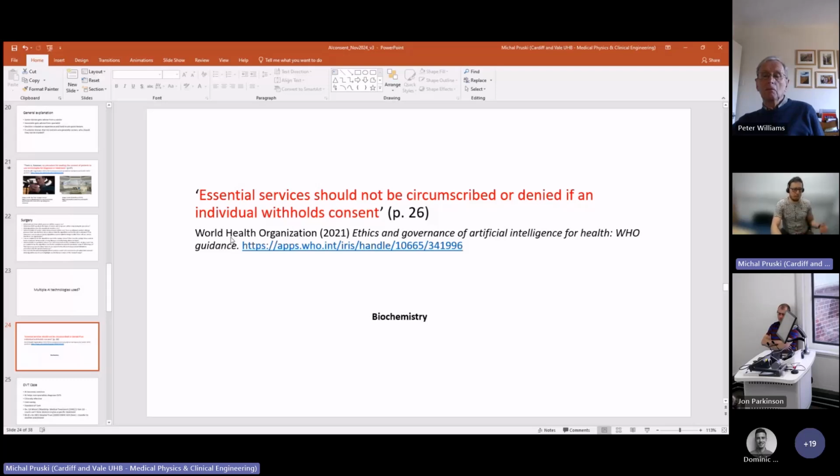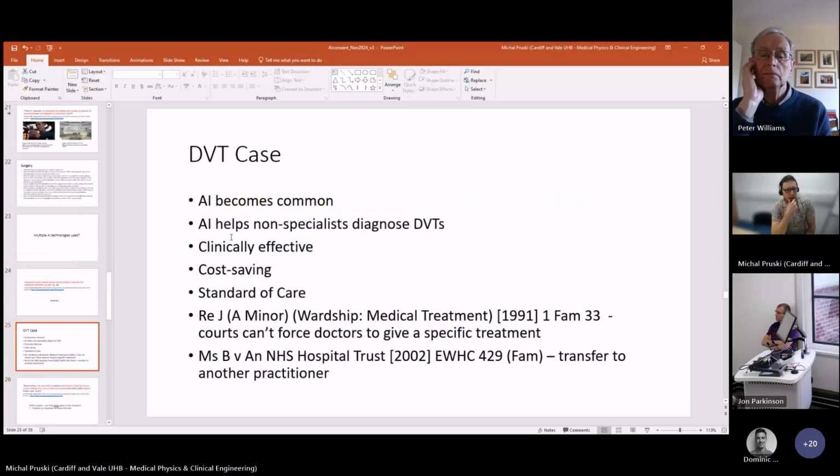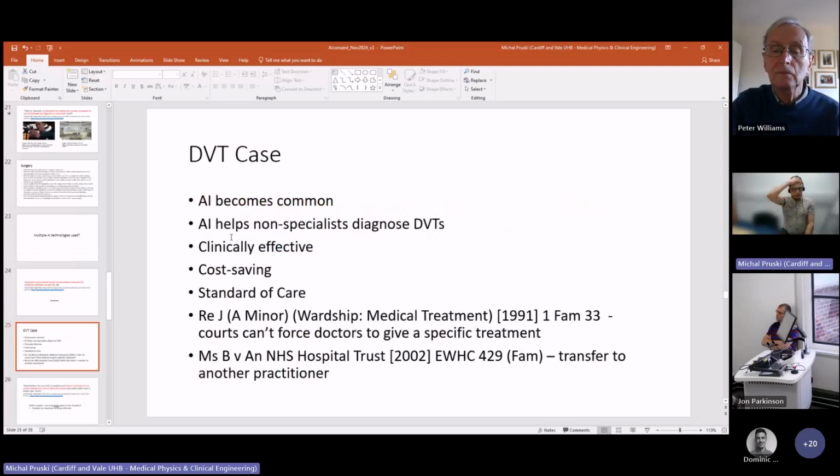So it's almost impossible to run a hospital or whatever without these services. So I don't think it's realistic to expect that we can always accommodate people who don't like certain processes being carried out in a specific way. So for example, think about a prospective case where we have some piece of technology that allows non-specialists to diagnose DVTs. And the process, let's say, proves to be clinically effective, cost-saving, and becomes the standard of care.